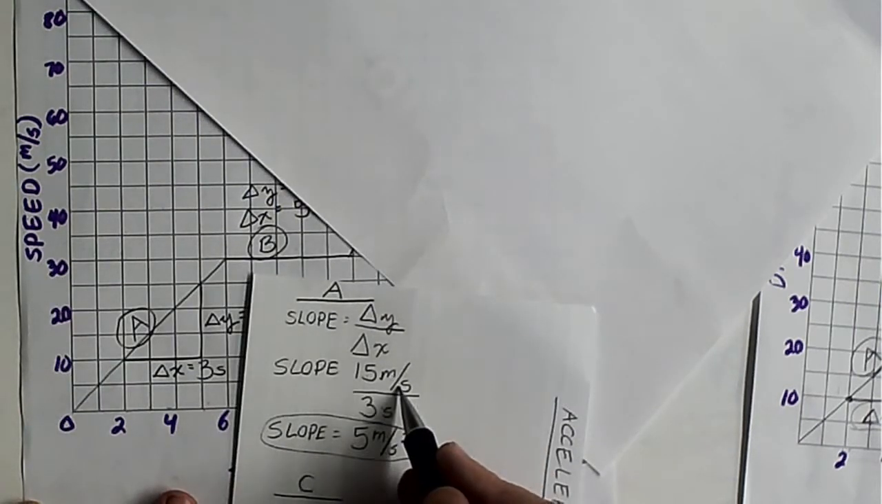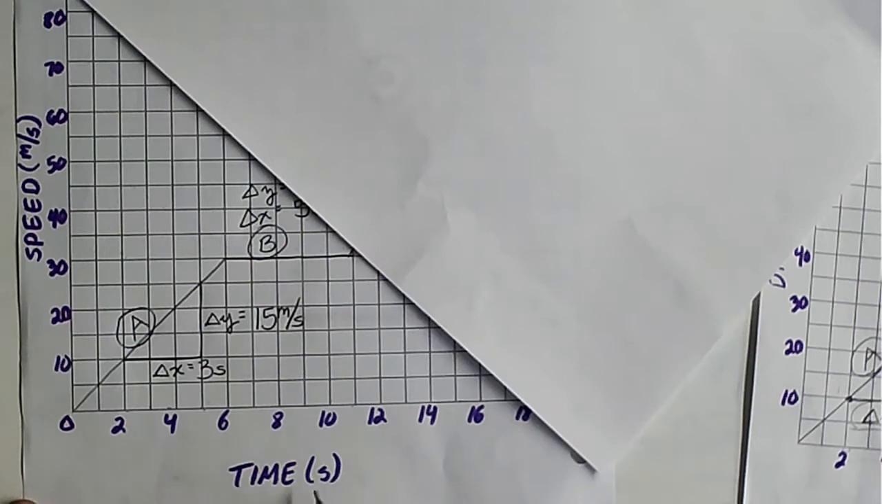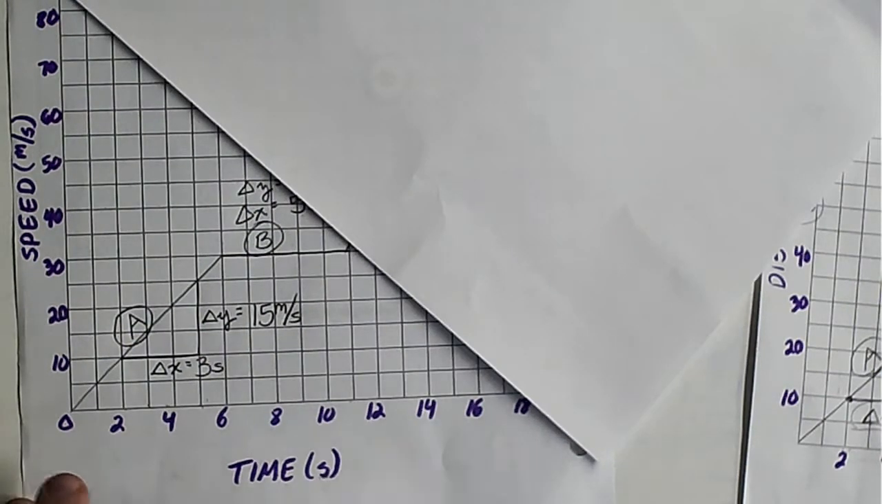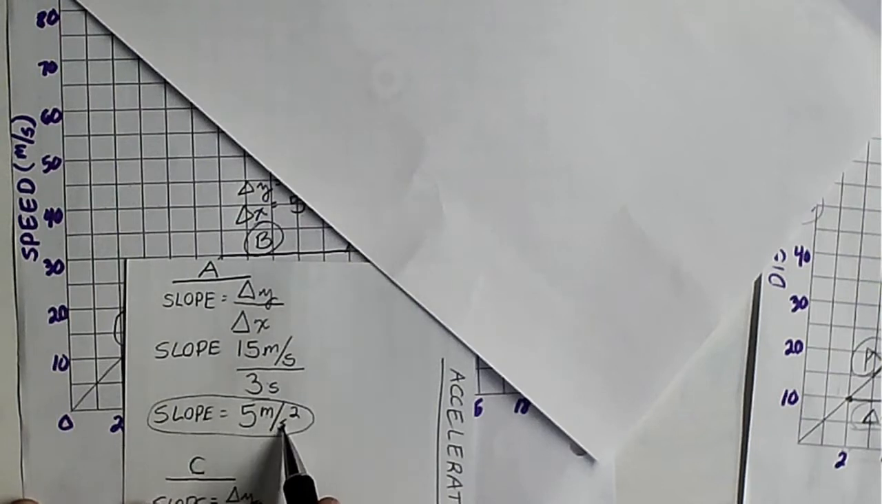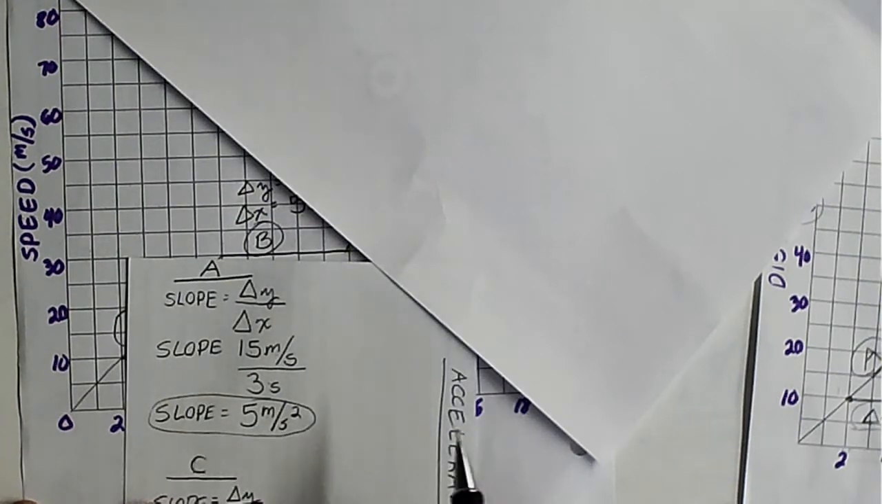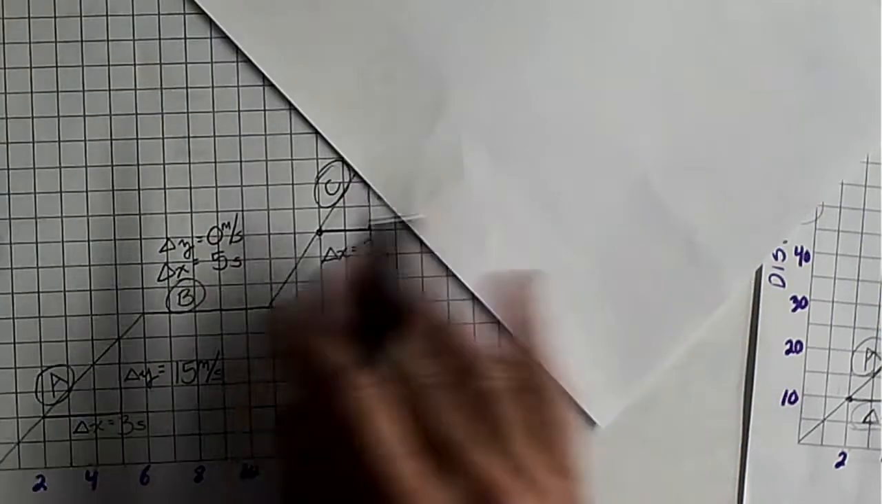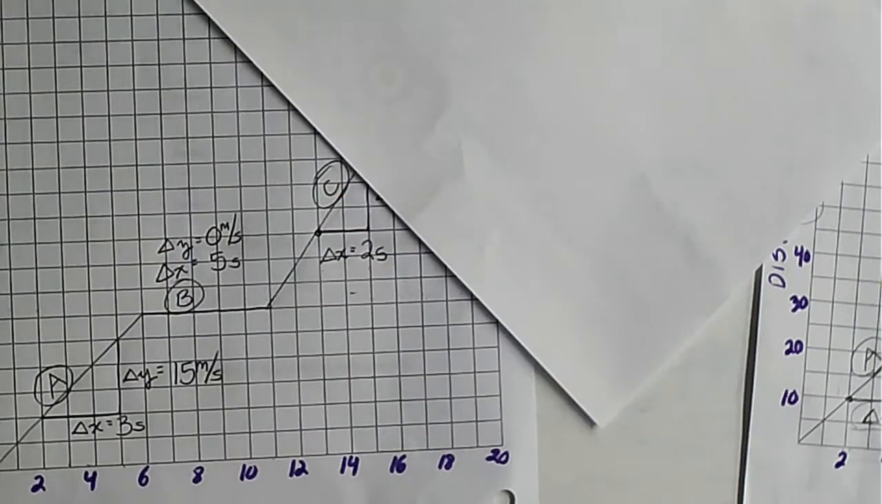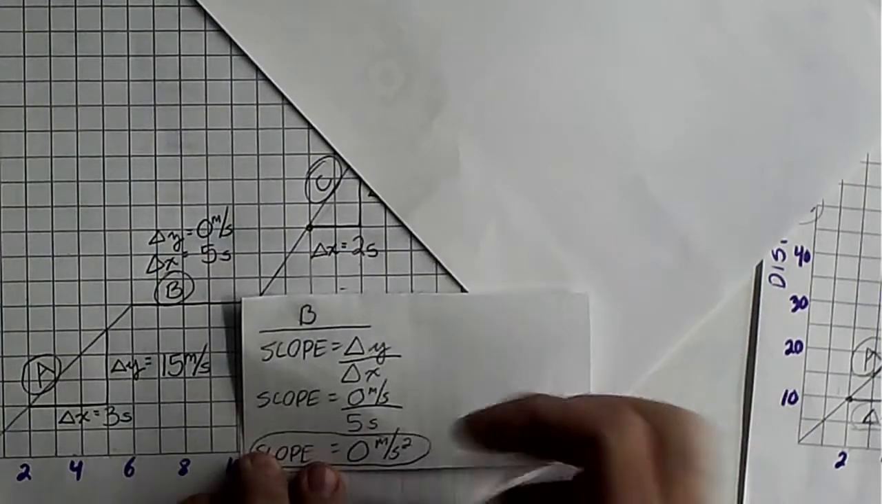It's 15 meters per second divided by 3 seconds, right? That's what the x-axis labeled. And what you get is 5 meters per second squared, like I explained before, okay? The B section works exactly the same as it did in the other graph.